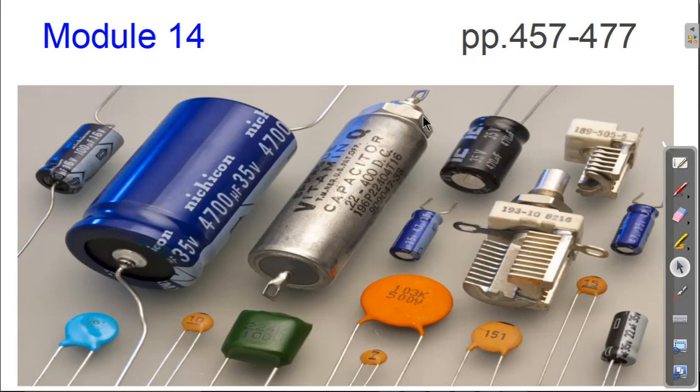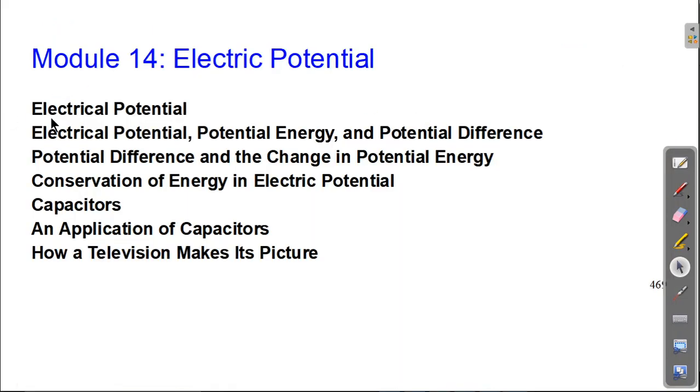Before we can learn about electrical potential, because this is what we're going to cover: electrical potential, potential energy and potential differences, potential difference and change in potential energy, conservation of energy in electric potential, capacitors, an application of capacitors, and how television makes its picture. So this is chapter 14. Today we're just going to talk about electrical potential and potential energy, and maybe we're going to touch a little bit on the rest. I'm not remembering this very much, but as we go, we'll see what we cover. I'm going to stop at example 14.4. That's where I need to stop.